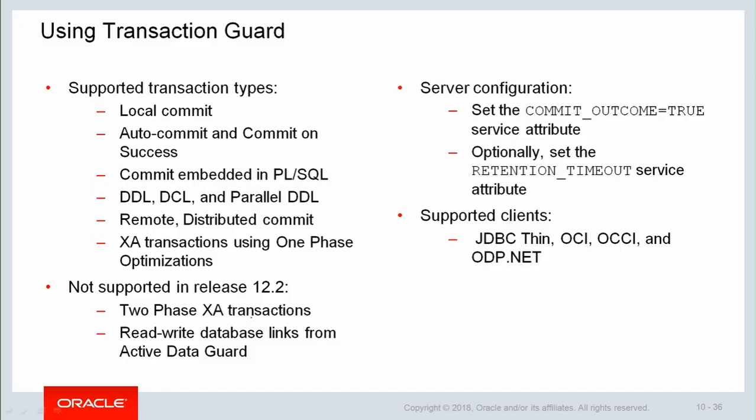To use the Transaction Guard feature, you will have to connect to the instance by going through a service where Transaction Guard is enabled. And this is a server level configuration. When you create a service, you will have to add this attribute: commit outcome equals true. Every time a user issues a transaction and commit statement, then in the database, we want to save that information for a certain amount of time based on retention timeout. And Transaction Guard can be used by all supported clients.